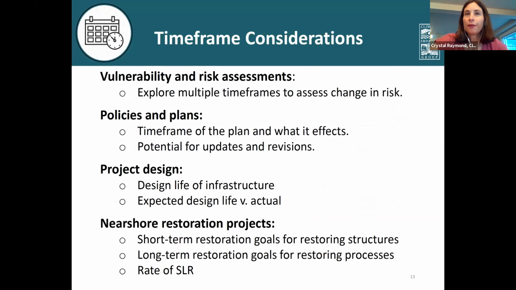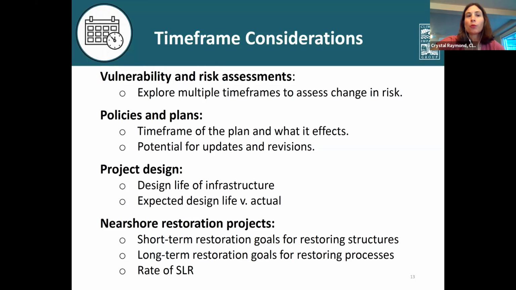There's a couple of different things to consider when you're trying to decide on a time frame, and this really varies by your application. If you're looking at vulnerability or risk assessments, it makes most sense to select multiple time frames and compare how the risk associated with sea level rise would change over time as part of that assessment process. If you're using an application of policies and plans, then you can take into consideration the time frame of that plan. Is it intended for 20 years, 50 years?